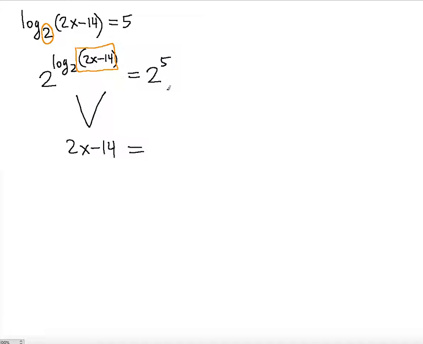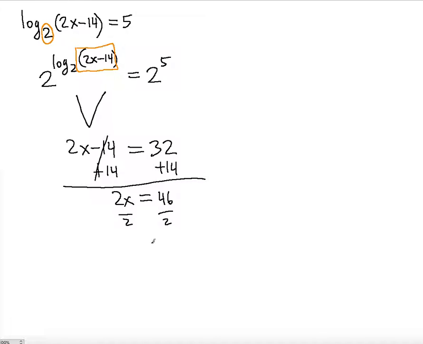So 2x minus 14 is equal to 2 raised to the 5th power. 2 raised to the 5th power is 32. So now solving for x, we will have 2x is equal to 46. Dividing both sides by 2, x is supposedly 23.